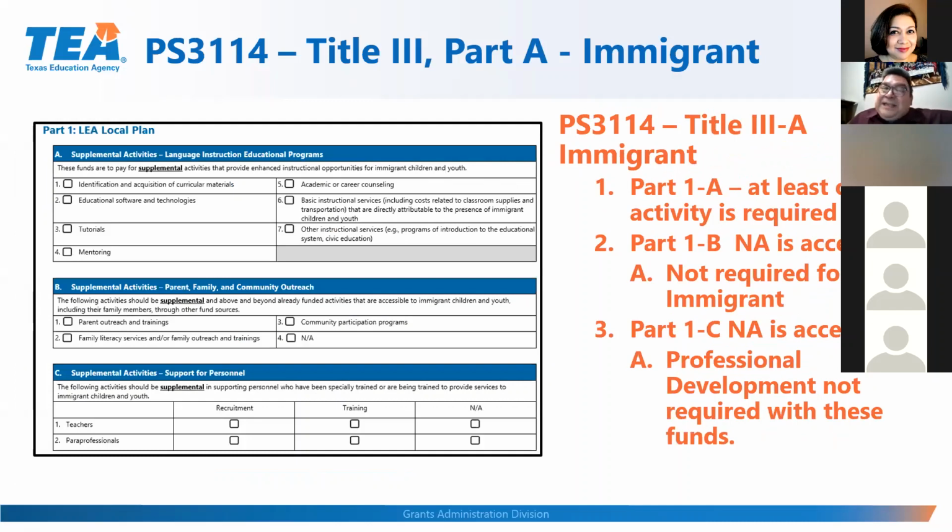And now we have the second part of this, Title III, Part A, Immigrant. This is a new schedule, 3114. We started using it last year. We separated the two into two separate ones because not everybody gets Immigrant. Those allocations change from year to year based on the formula that FFCR, or Federal Fiscal Compliance and Reporting Division, uses to determine who's eligible for these funds.